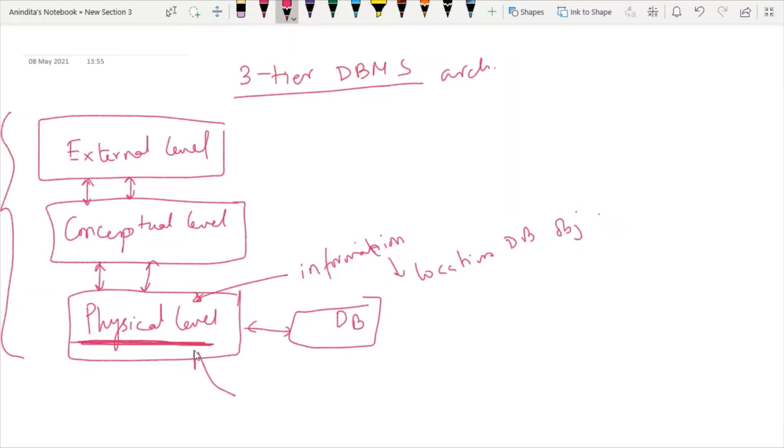Physical level is responsible for defining whatever data you are storing in your database, what should be the location of that data storage. Either it is in secondary memory like disk, tapes and so on.